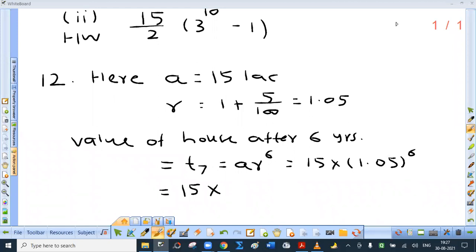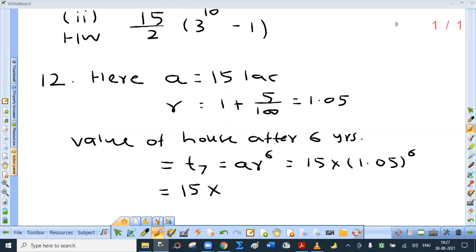See, the current worth of the house is rupees 15 lakh and it appreciates 5% per year, right? So the values of the house in successive years form a geometric progression. It is better if you say that the value of the house in every successive year forms a GP. You have to mention this, then say A equal to 15 lakh and what is R? 1 plus 5%. Had it been 8%, I would have written 1 plus 8 by 100. So 1.05.